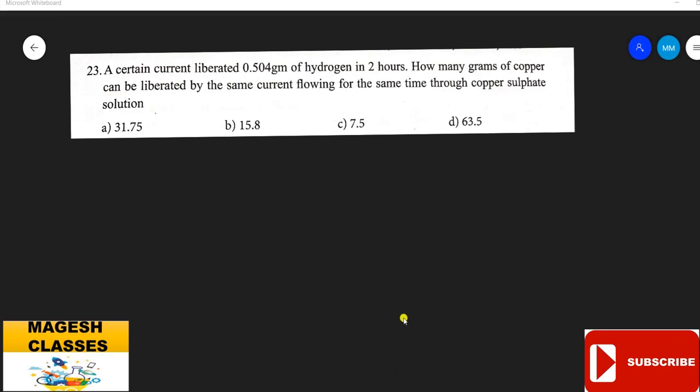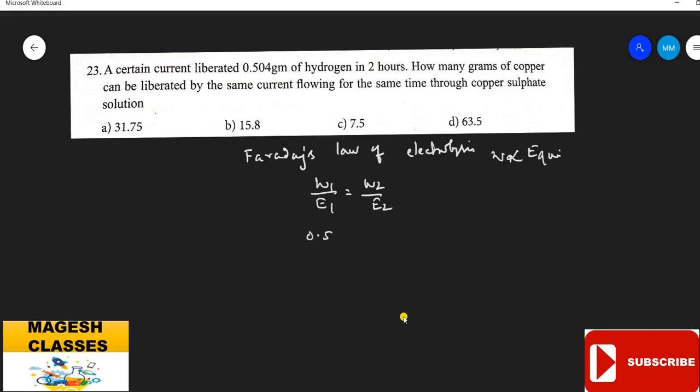Based on Faraday's law of electrolysis, the weight of substance liberated at the electrode is directly proportional to their equivalent mass. Mathematically, W1 by E1 is equal to W2 by E2. W1 is the weight of the first substance, E1 is the equivalent weight of the first substance. Here the hydrogen is given, so weight of first substance hydrogen is 0.504 gram and equivalent mass of hydrogen is 1.008. The weight of the other substance, copper, is in question, and the equivalent mass of the copper is 31.75.